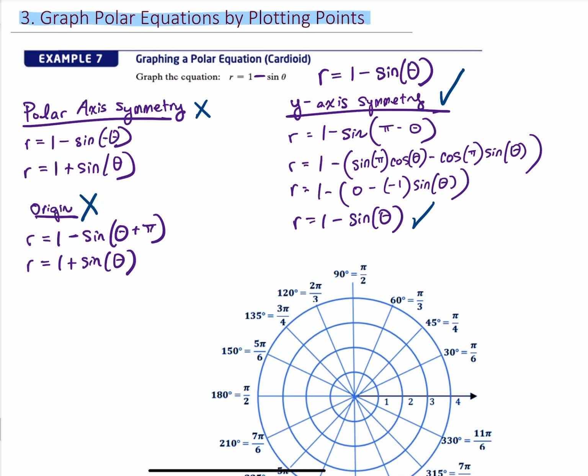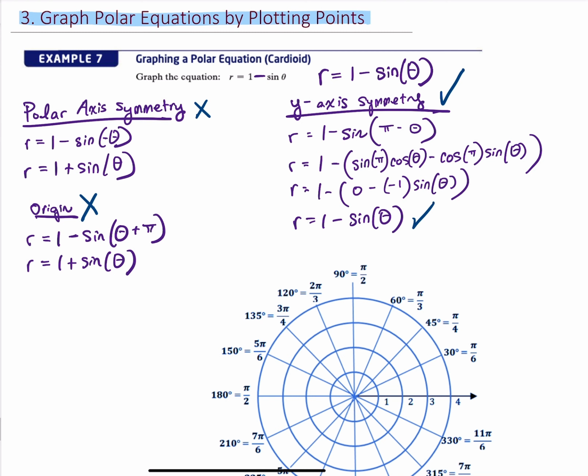This would also be symmetric if we had an r squared. Then if we plug in negative r, it will basically delete the negative. So that's kind of the things to watch out for. An r squared, or maybe some trig function that has symmetry across the origin. So maybe something with the tangent.